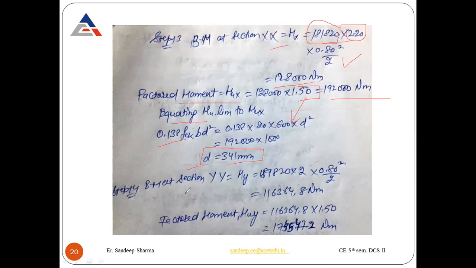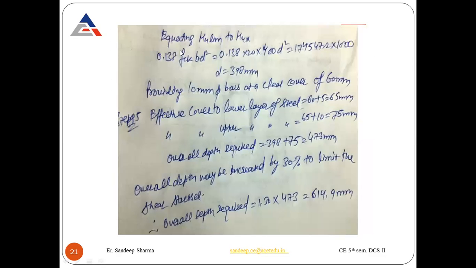Now again the same step we need to repeat to calculate the bending moment along the y-y axis. My axis here along this side is 2 meter, and this projection will remain the same because we have equal projection beyond the face of the column. First we convert into the factored moment by multiplying with the partial safety factor, and equating with the limiting moment, we get d equal to 398 mm. So that is both the effective depths that we get.